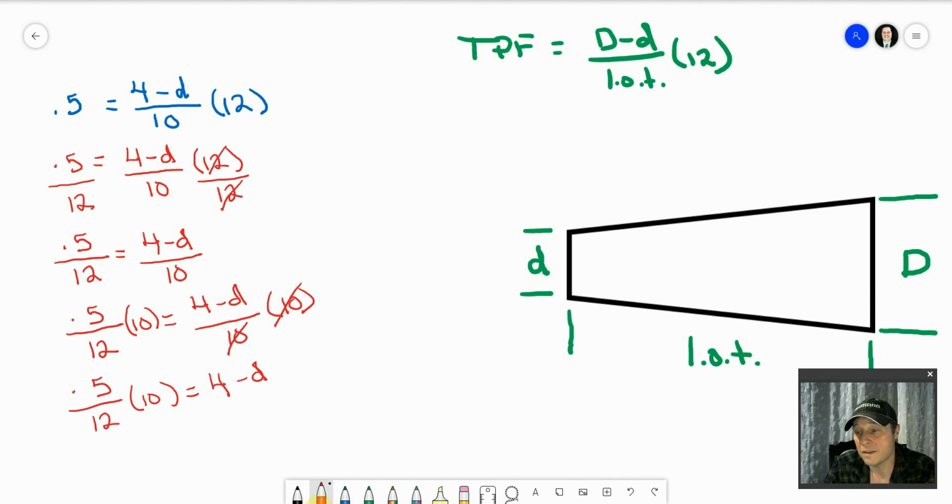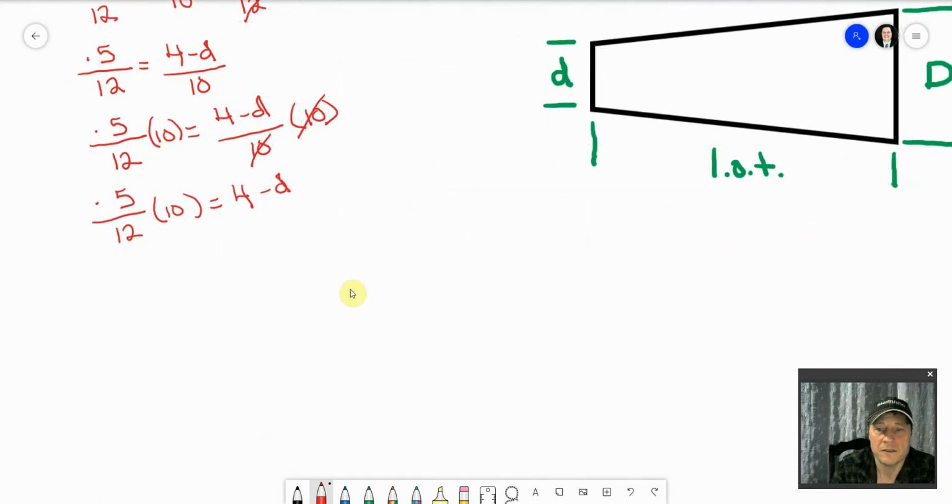Okay. And what's easy? Well, what do we got to move? We got to move the 4, right? We've got to move the 4 because we want to isolate the d. So let's do that. 0.5 divided by 12 times 10. This is a positive 4, right?